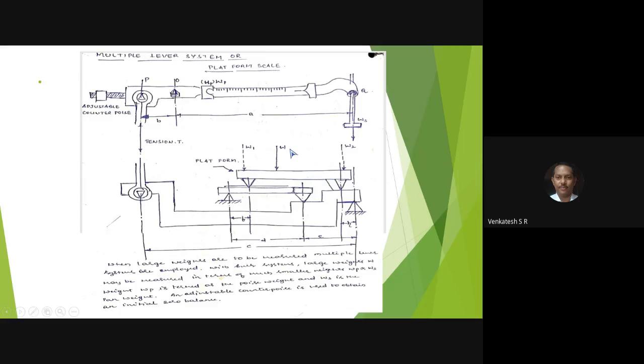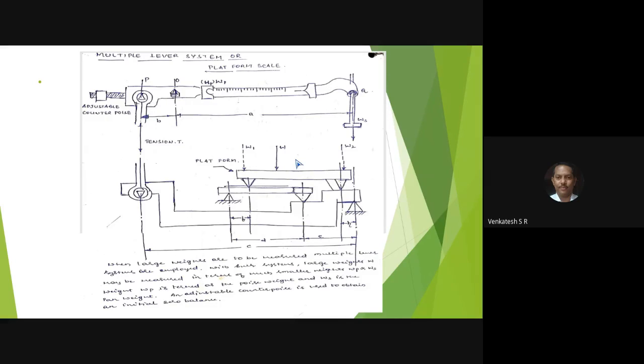So when you keep the unknown magnitude anywhere on the platform, you observe W1 and W2. That is nothing but (W1 + W2) / 2. That will give you the W. That is, if you keep the unknown magnitude anywhere on the platform, that gives you the correct result, correct measurement.